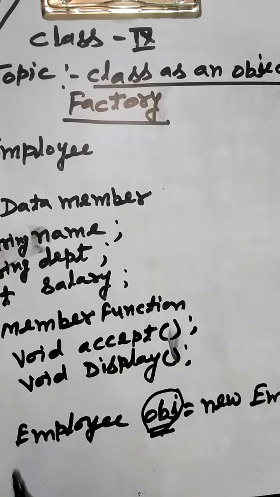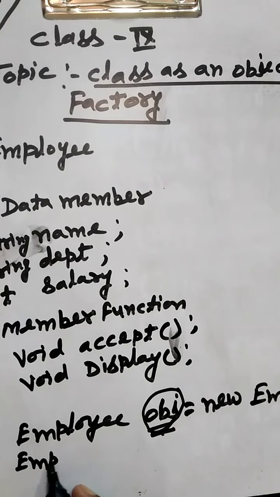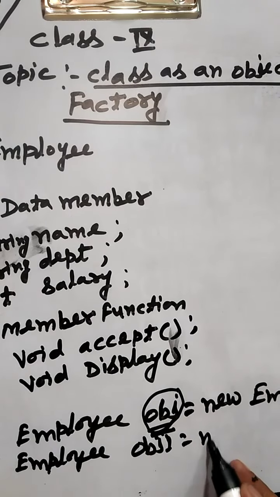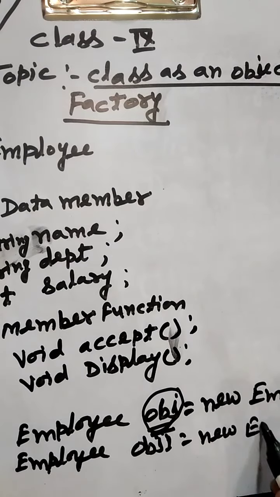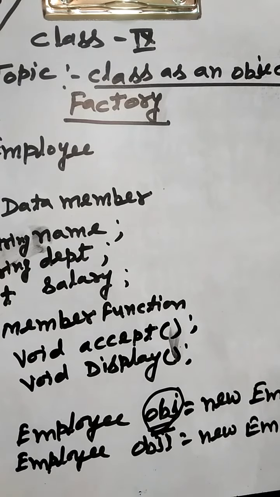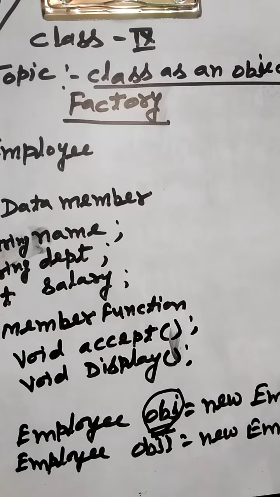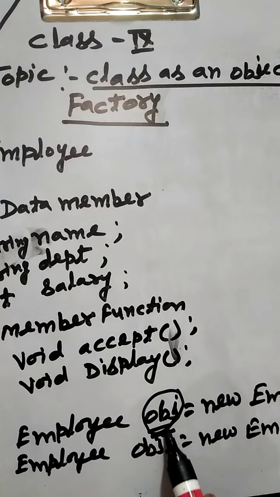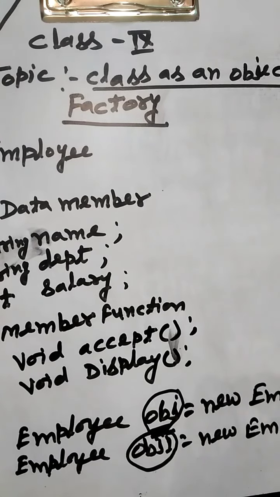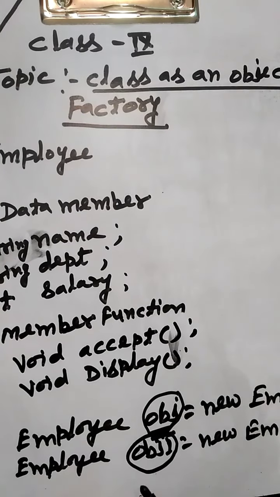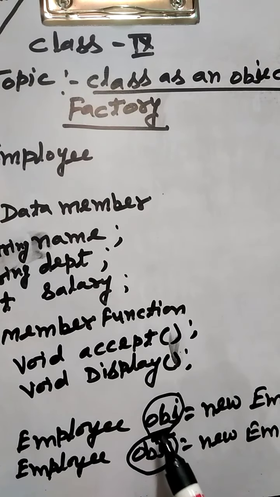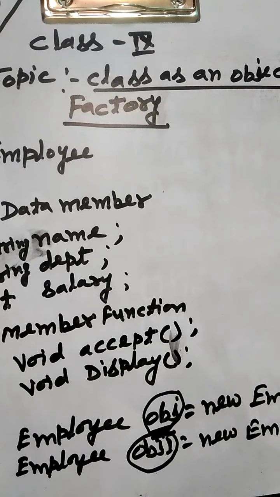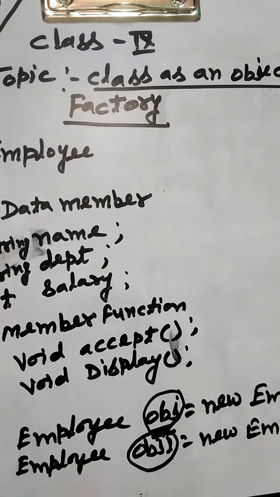We can also create another object. Suppose Employee obj1 equals new Employee. This one is another object. So through this process, we can create more than one object of a class. So it is called the object factory.